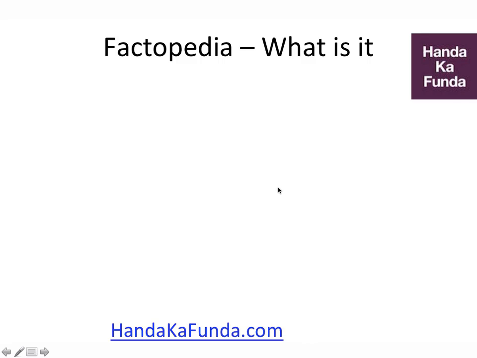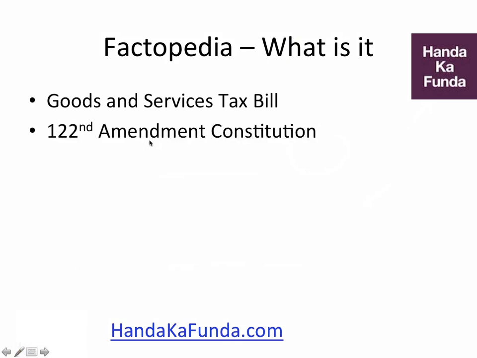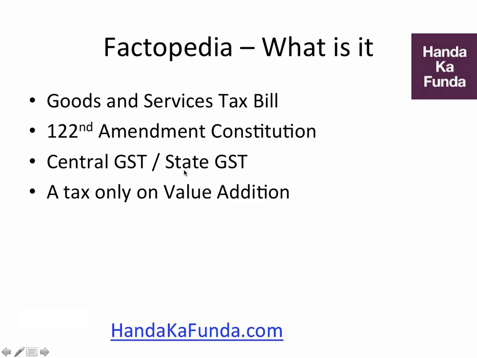First of all, what exactly is the GST? GST stands for the Goods and Services Tax Bill, which is the 122nd amendment to the Constitution. Now, it's a central GST and a state GST. So there will be two kinds of taxes which will be a part of it, one for the center and one for the state. It is a tax which is only on value addition. So this is the important part, that it will only be on the value addition part of it. It will not be on the complete value. What exactly does that mean? We will discuss it in the coming slides.